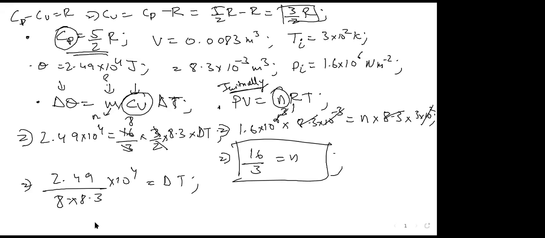Now whenever you're at this stage, just approximate things. 2.49 is just 2.5. 8 into 8.3, what is it? It should come between 72 and 64, and let's consider it to be 66. Okay, why not? So this is 2.5 divided by 66 into 10⁴. 3.